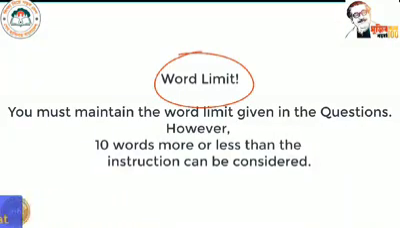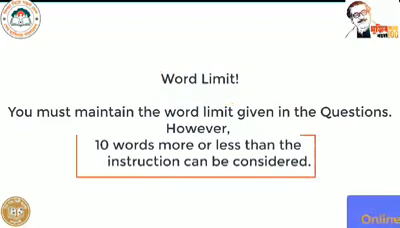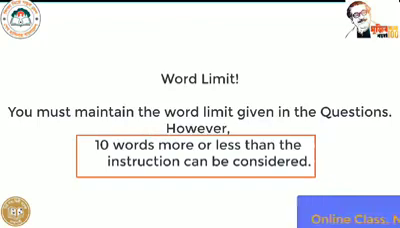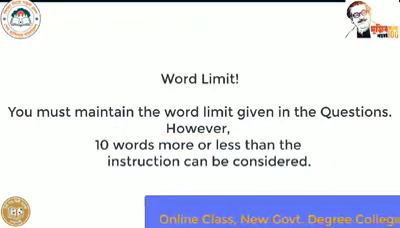An important instruction regarding writing is the word limit. You must maintain the word limit given in the questions. However, 10 words more or less than the instruction can be considered.